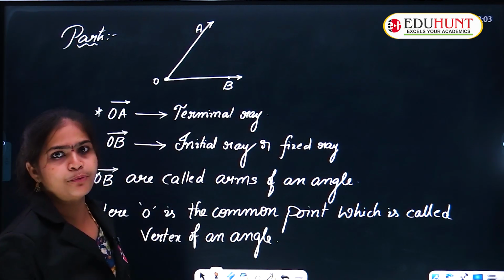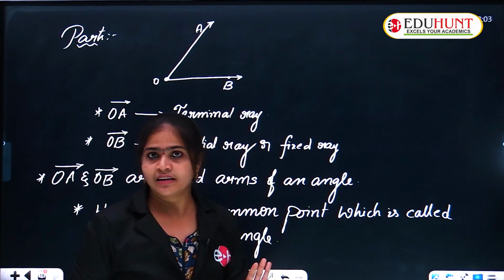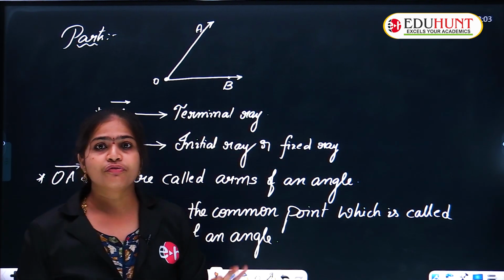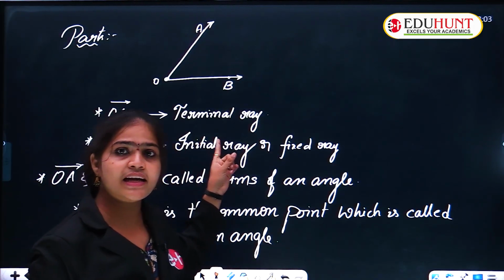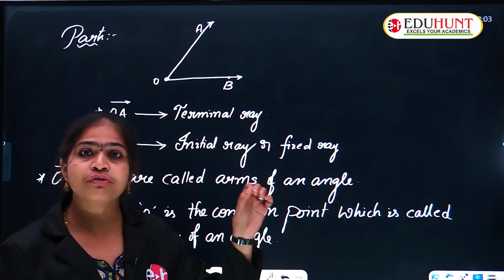O is that common point. That's why we will call that one the vertex of an angle. This total one has that angle only, no? So this one is called the vertex of an angle. Which one is called the vertex of the angle here? O is called the vertex of the angle. So children, these are the parts of an angle.